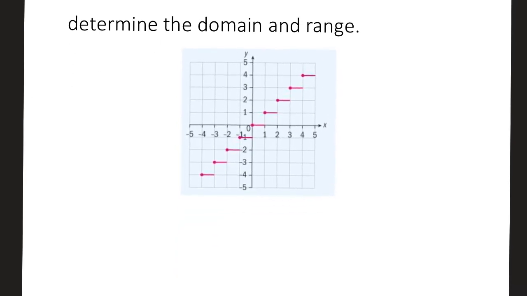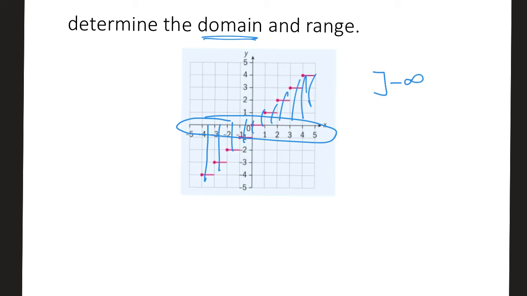Ooh, this one's a fun one. I really like this one. Okay, so let's take a look first at, again, domain, the x values. No matter where I go on the x number line, it seems like I can find part of this graph. There's something there, something there, something there. No matter where I go, there is an x value. So this goes from negative infinity to positive infinity for the domain.